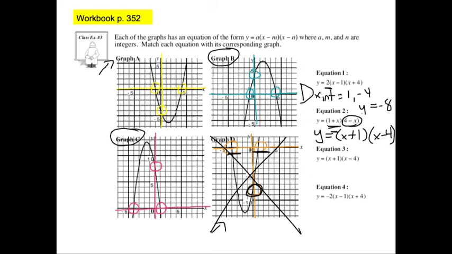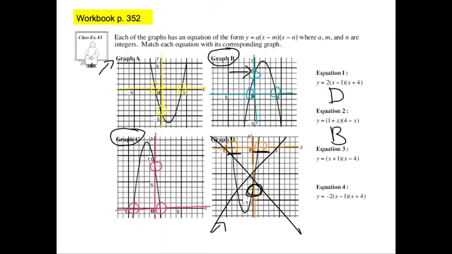Your x-intercepts in this case are going to be -1 and +4, and your y-intercept is going to be, well, you got -1 times +1, which is -1. -1 times -4 is going to be 4. Okay, so taking a look at that, of these ones here, the only one that seems to fit is graph B, because you do have a y-intercept of 4. You have an x-intercept of -1 and an x-intercept of 4. So that's going to be graph B.